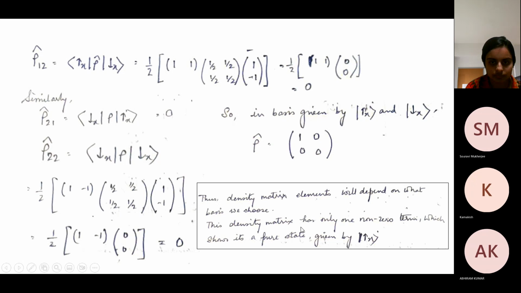Okay. And then we learned that given a density matrix in some particular basis, how do we write it in terms of some other representation, which is given by some new basis vectors. So we saw how we can move from one basis to another. And if we look at this particular density matrix, because it has only one non-zero term, that means it's purely in this up state along x, and then it's a pure state. So if you do rho square, you'll see that it will be equal to rho, and that again shows that it's a pure state.